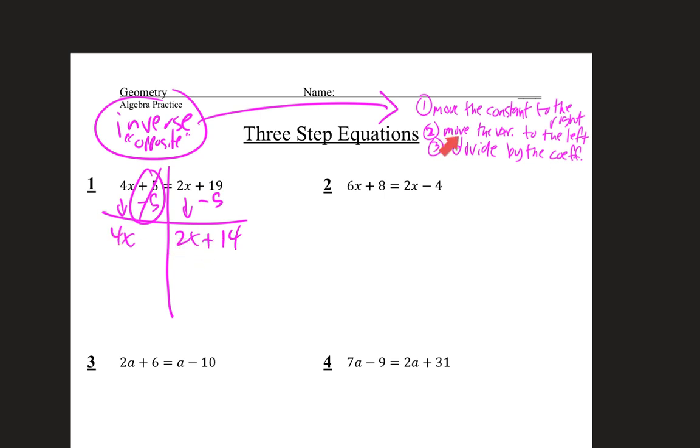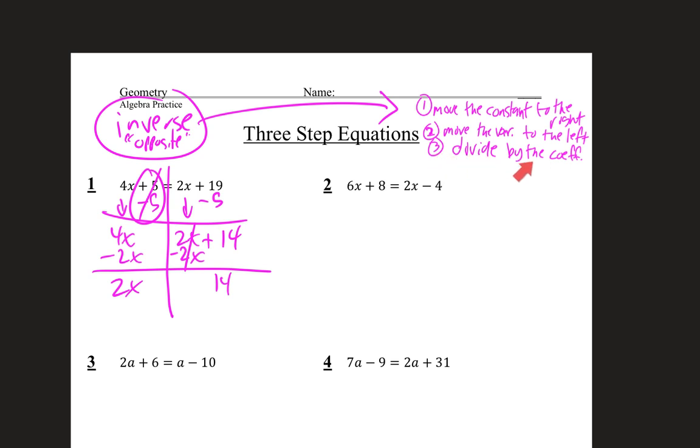Looking good. Second step, move the variable to the left. This is already on the left, so I'm talking about moving that. I'm going to do that by doing the inverse or opposite. The opposite of 2x is negative 2x. So we're going to subtract 2x over there, going from left to right. 4x minus the 2x gives us 2x. These 2x's over here cancel out just like we'd expect. Then I'm going to bring down our positive 14.